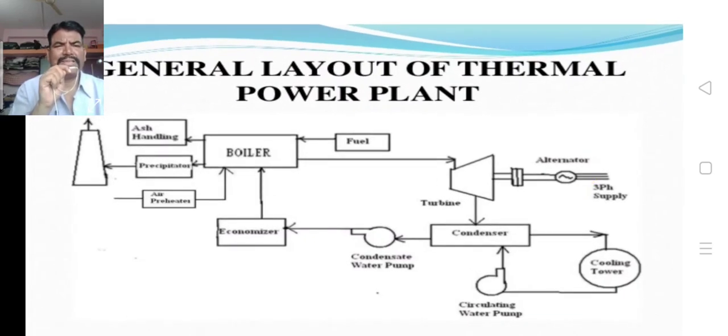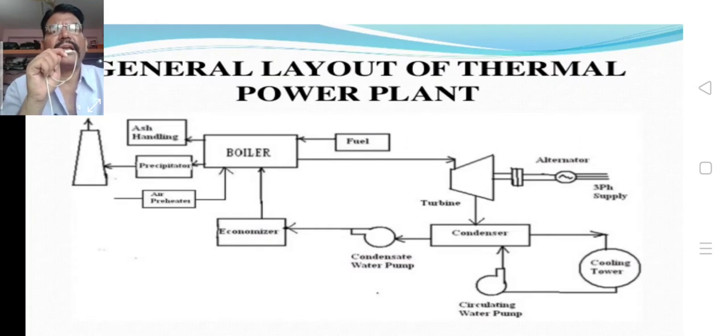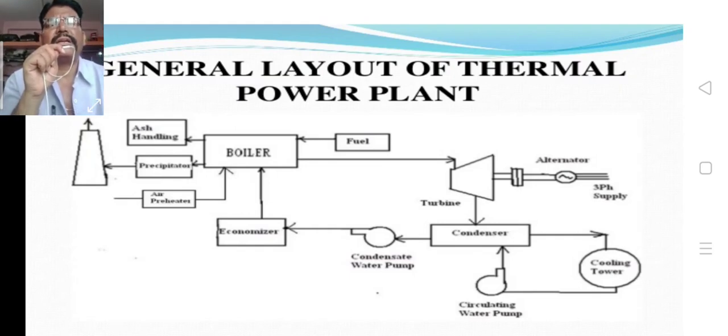Thermal power plant basically consists of four main elements, that is boiler, turbine, condenser and pump. But this is the layout of thermal power plant. The boiler is connected with ash handling, and again connected with the precipitator and the air preheater. The precipitator is connected to the chimney so that the exhaust flue gas goes out to the atmosphere at a very high level so that there shall be no pollution.